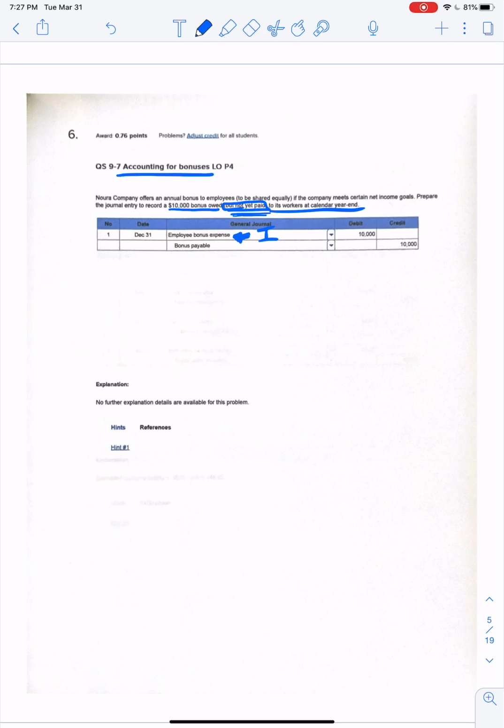This is an income statement account that is an expense, and it is going up right now. Then we're going to credit bonus payable. You'll see the word payable, which tells you this is a liability, and liabilities go on the balance sheet. And that question's done, right? We increased an expense, we increased a liability. We're good to go. Debits and credits balance. This question is done.